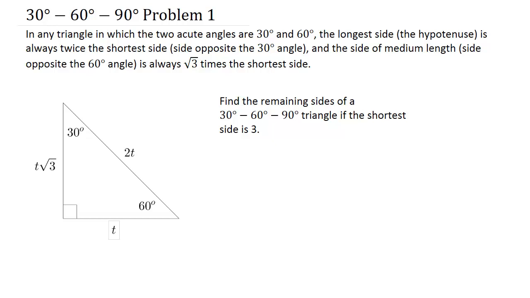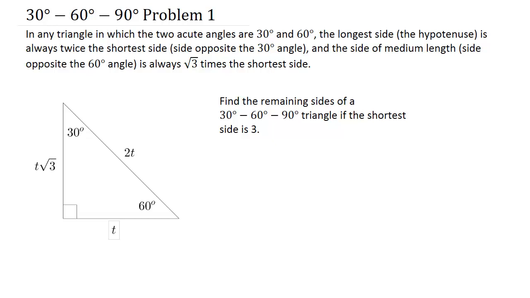Alright, and the side of medium length, which is the side opposite the 60 degree angle, this side here, is always the square root of 3 times the shortest side. So the shortest side is opposite the 30 degree angle. The side of medium length is opposite the 60 degree angle. And the longest side, which is the hypotenuse, is opposite the 90 degree angle.